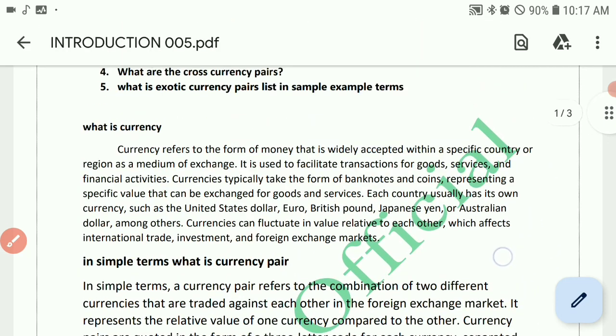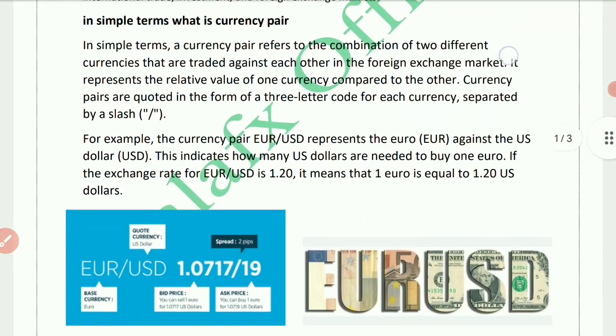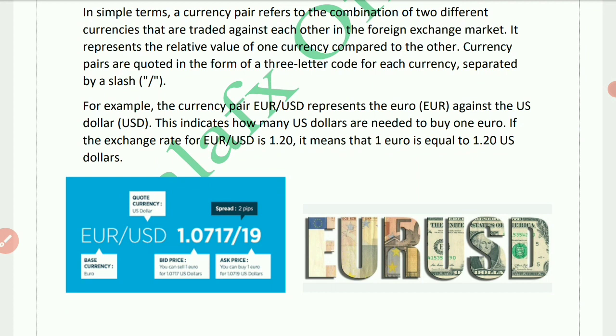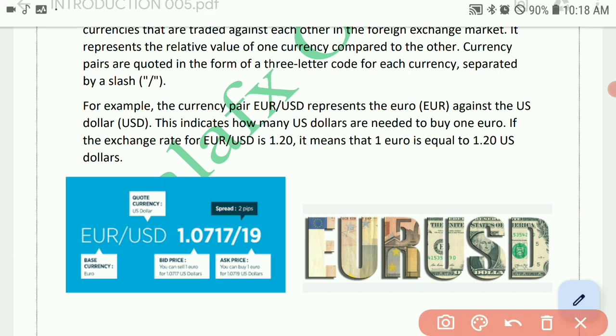Then let's go to: in simple terms, what is a currency pair? In simple terms, a currency pair refers to the combination of two different currencies that are traded against each other in the foreign exchange market. It represents the relative value of one currency compared to the other. A currency pair is coded in the form of a 3-letter code for each currency, separated by a slash.